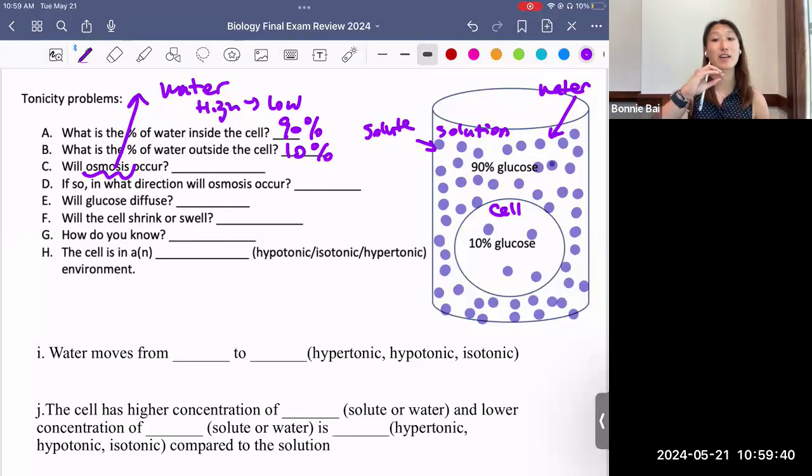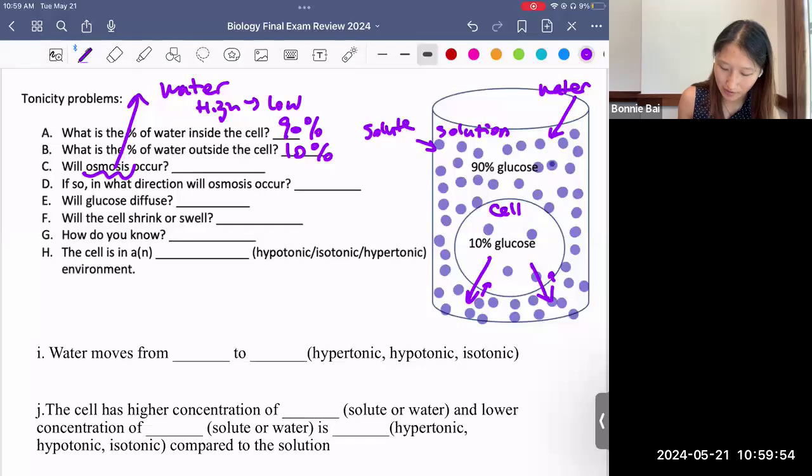So overall, if you're thinking about how water is going to move, water is going to move out of the cell and into the cell, but more going out of the cell. So if you were to just draw one arrow, just draw one arrow out of the cell. If you're drawing two arrows or multiple, draw the bigger arrows out of the cell than the ones into the cell.